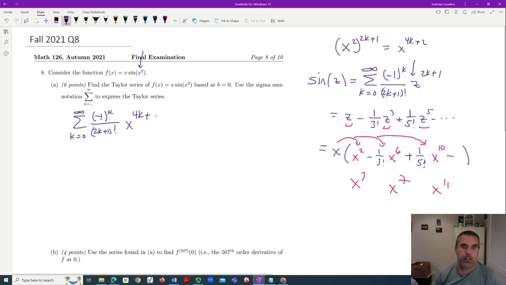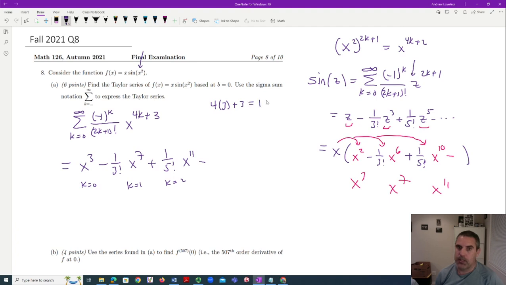This is 3. And if we're having trouble, the first few terms are x to the 3rd minus 1 over 3 factorial x to the 7th plus 1 over 5 factorial x to the 11th. And let's say you wanted to get the next term. This was k equals 0. This was k equals 1. This was k equals 2. Let's now spit out the next term. Let's put in a 3. What happens if you put in a 3 here?